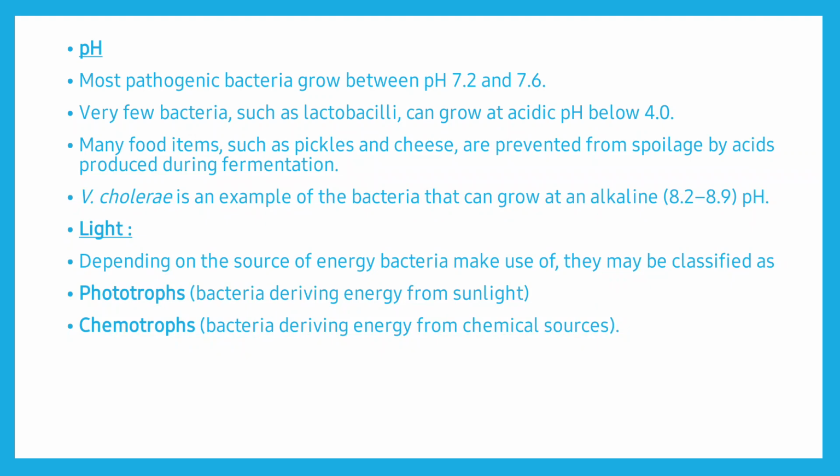pH. Most pathogenic bacteria grow between pH 7.2 and 7.6. Very few bacteria, such as lactobacilli, can grow at acidic pH below 4. Vibrio cholerae is an example of bacteria that can grow at an alkaline pH of 8.2 to 8.9. Light. Depending on the source of energy bacteria make use of, they may be classified as phototrophs and chemotrophs. Phototrophs are bacteria deriving energy from sunlight. Chemotrophs are bacteria deriving energy from chemical sources.